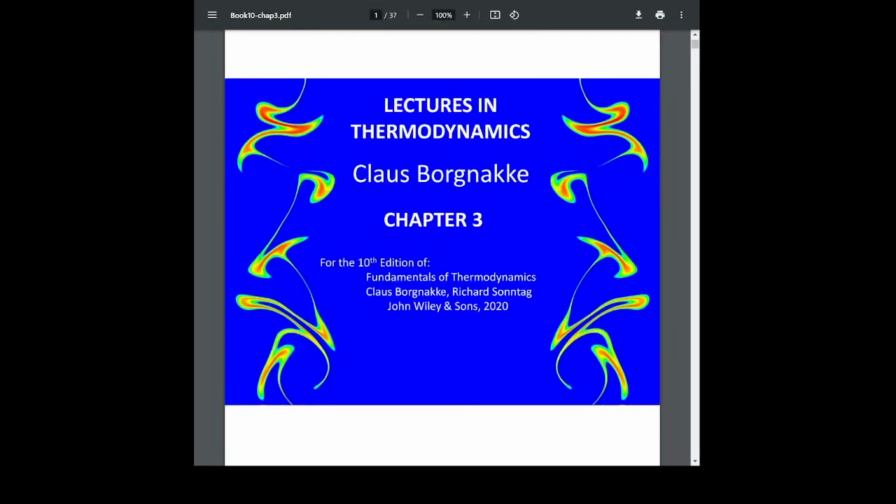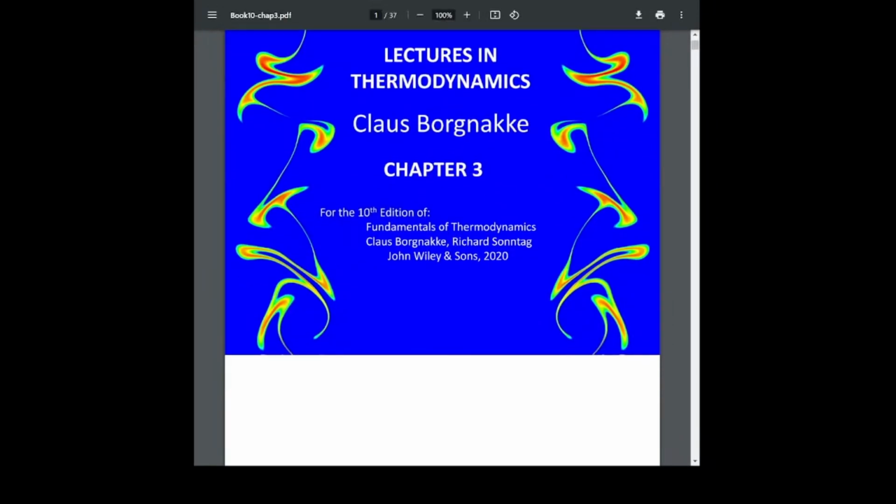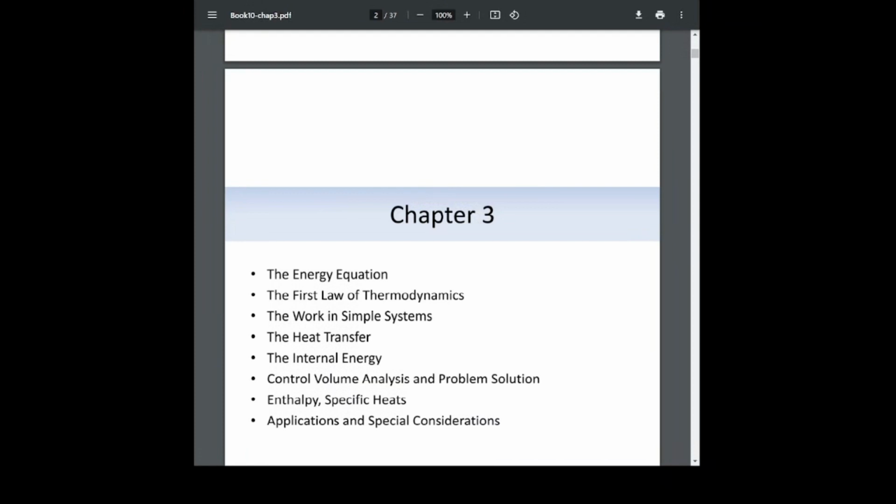Okay, we're going to take a look at chapter 3. Chapter 3 is the energy equation, the first law of thermodynamics. The first law of thermodynamics states that energy cannot be created or destroyed. It can only be transferred from one form to another.